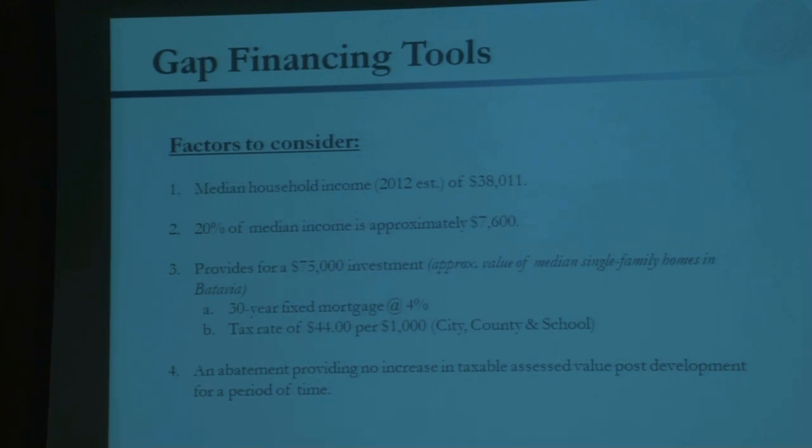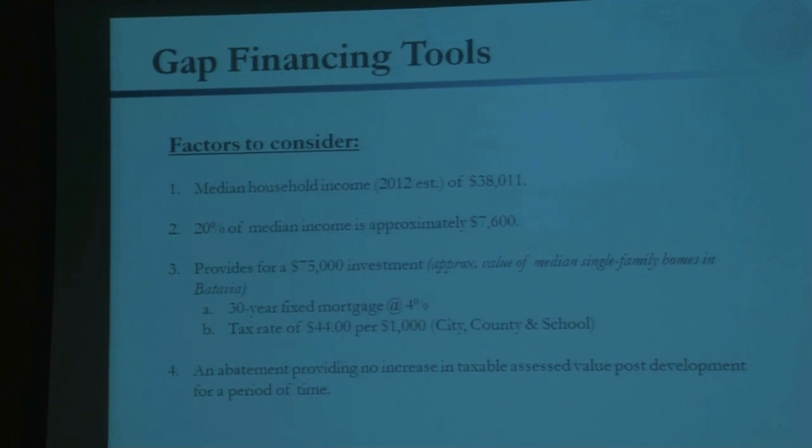That means I'm spending $7,600 a year on a mortgage, that's principal and interest, and taxes. What does that get me? It gets me a house of $75,000. That's what it gets me. Ironically, that's the median single-family home. There's probably a correlation between that number and that number, okay? And, by the way, that's a 30-year fixed mortgage at 4% and a tax rate of $44 per thousand, which is what your city, county, and school taxes are, okay? Everybody follow me so far?